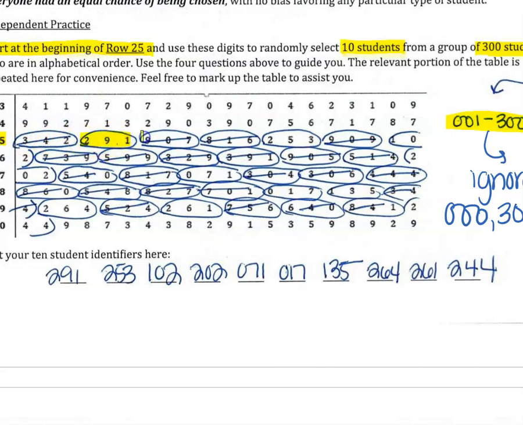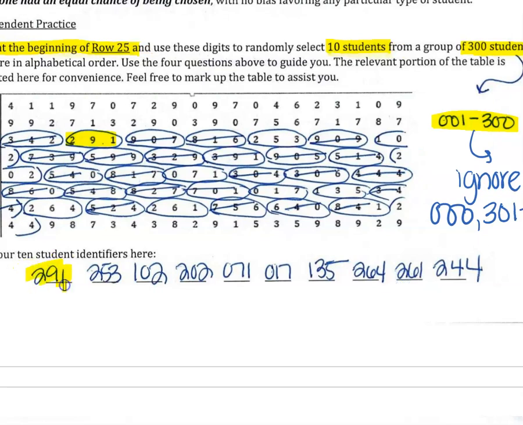But 291 is in my interval of 001 to 300, so that's why that person was selected. 909's out, 816's out, but 253 he's in. 909's out. Now, notice how I got to the end of a line. I just circled down to the next line, so that's 102. And 102 is a person, so he corresponds.